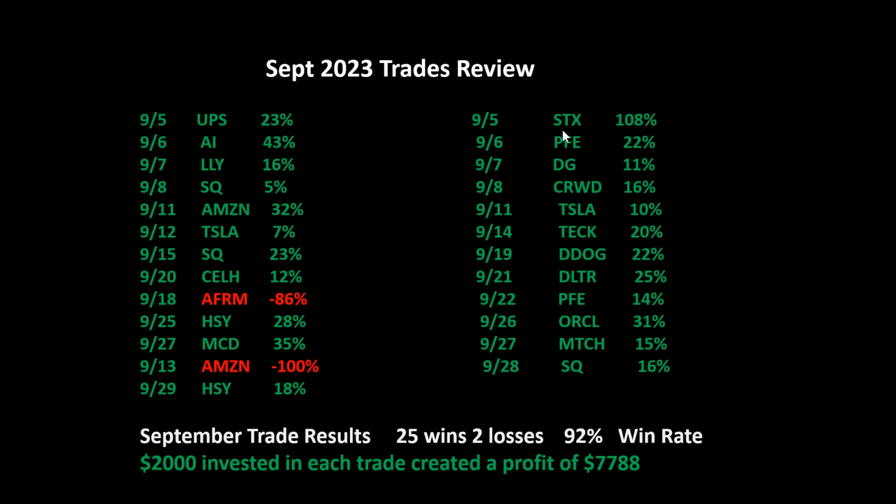We had a nice 108% win in STX back in September, FISA 22. But you can see what they were at, 31 on Oracle, and 5% small one on Square, AI 43%, and again, Square at 23%. So again, McDonald's 35%. So this is what you can expect. This was our September results.